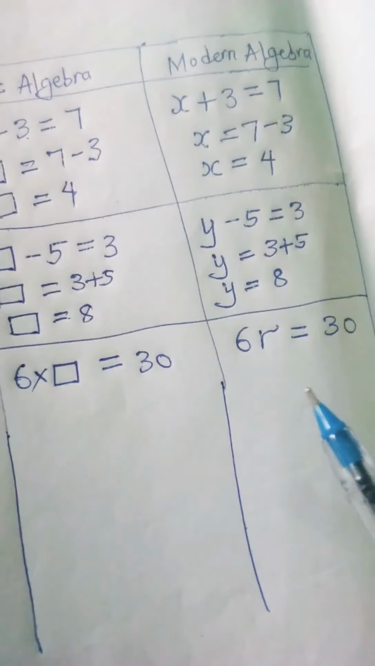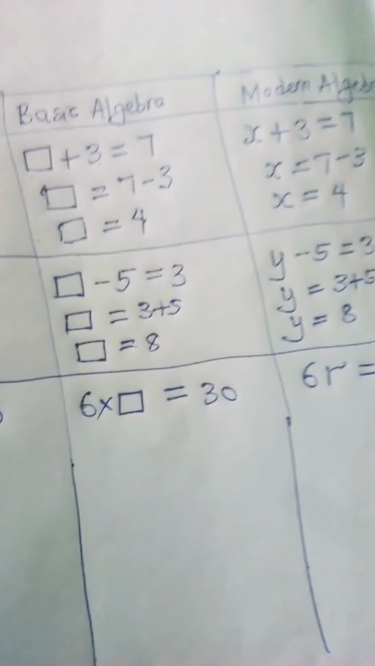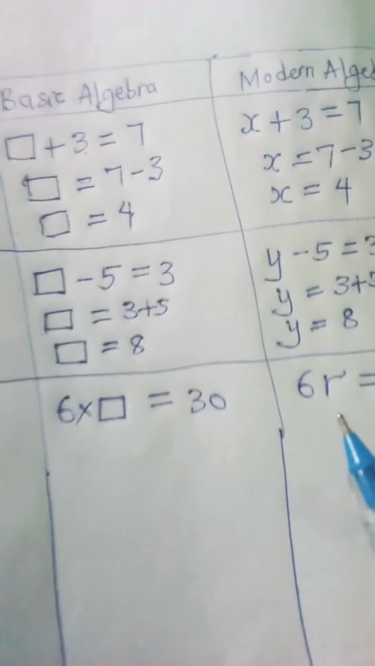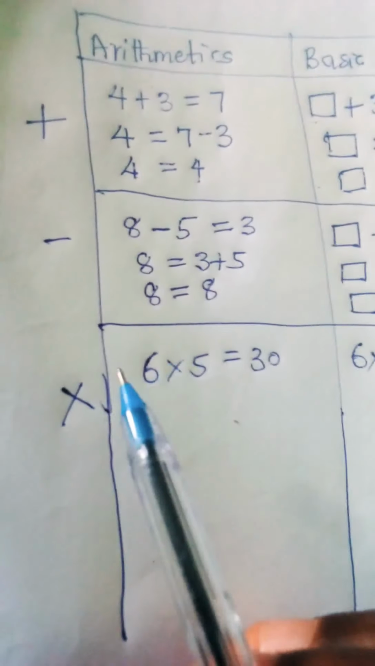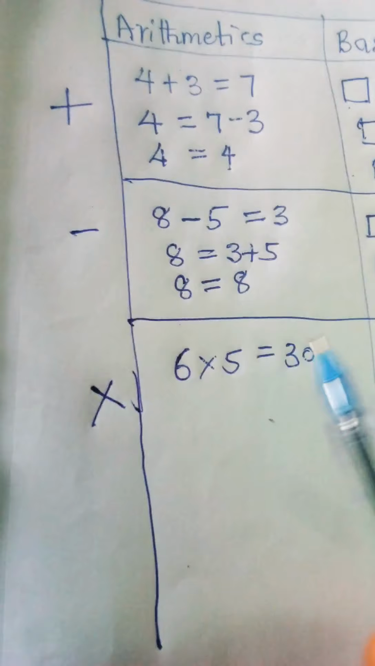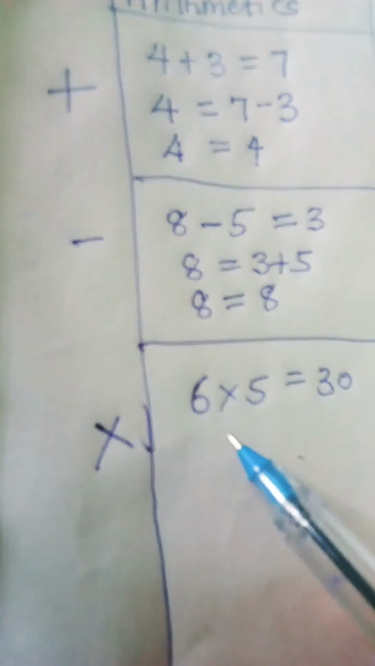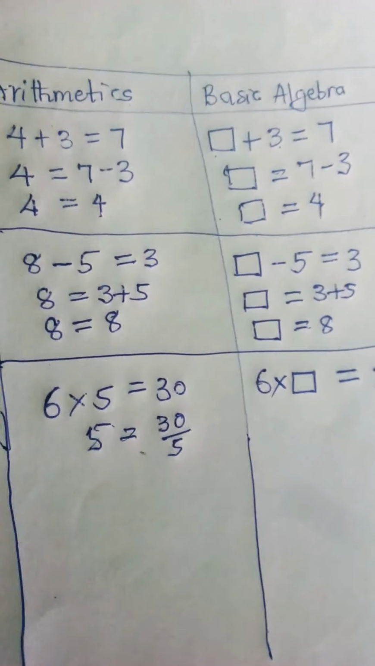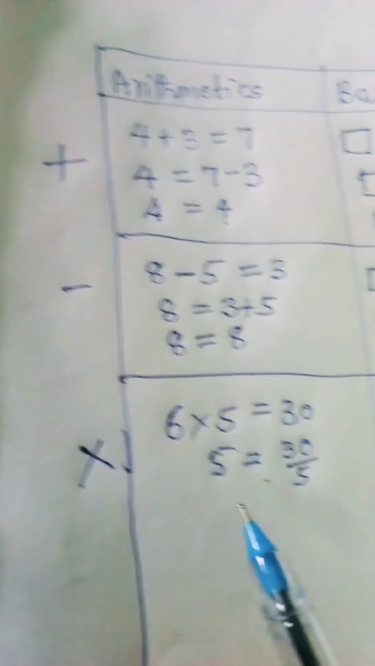So now we obtain an idea from here. If two numbers multiply to give an answer, one of the numbers is equal to the answer divided by the other multiplier. Yes. If two numbers multiply to give an answer, one of the numbers is equal to the answer divided by the other multiplier. So 6 is equal to 30 divided by 5, and 5 is also equal to 30 divided by 6.